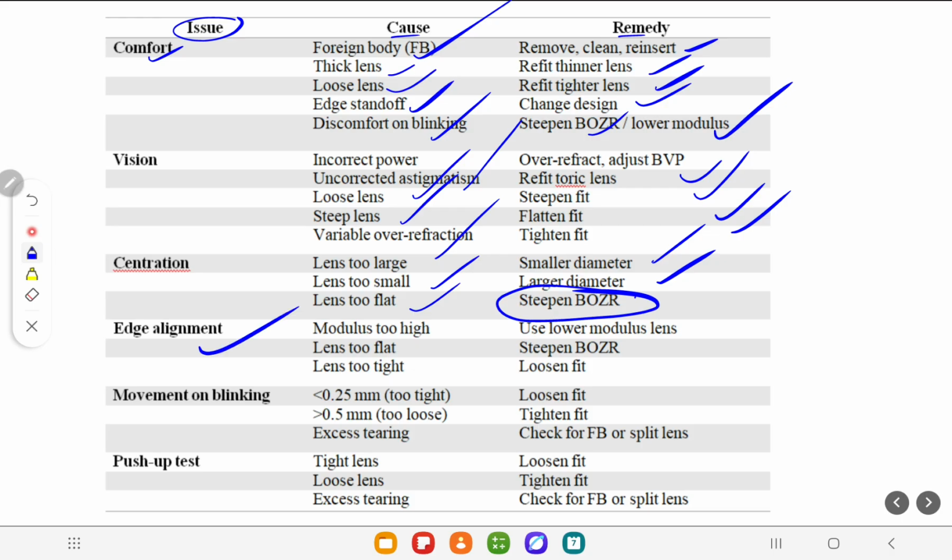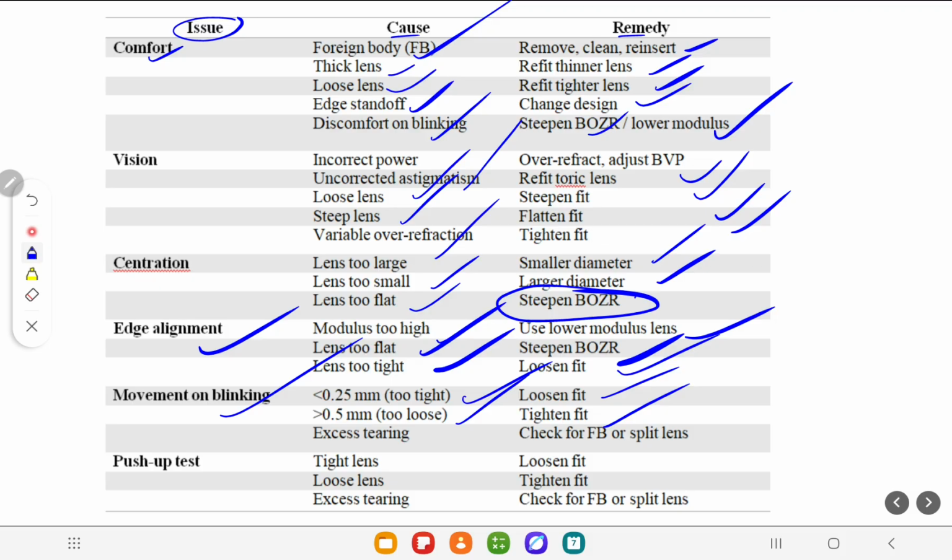Yes, as for alignment, if modulus is too high, then definitely use a lower modulus lens. Lens too flat, obviously you will steepen the BOZR. Lens too tight, loosen the fit. How will you loosen the fit? Reduce the BOZ, reduce the total diameter, or increase the BOZR. Yes, movement on blinking: if it's too tight, loosen the fit. If it's too loose, tighten the fit.